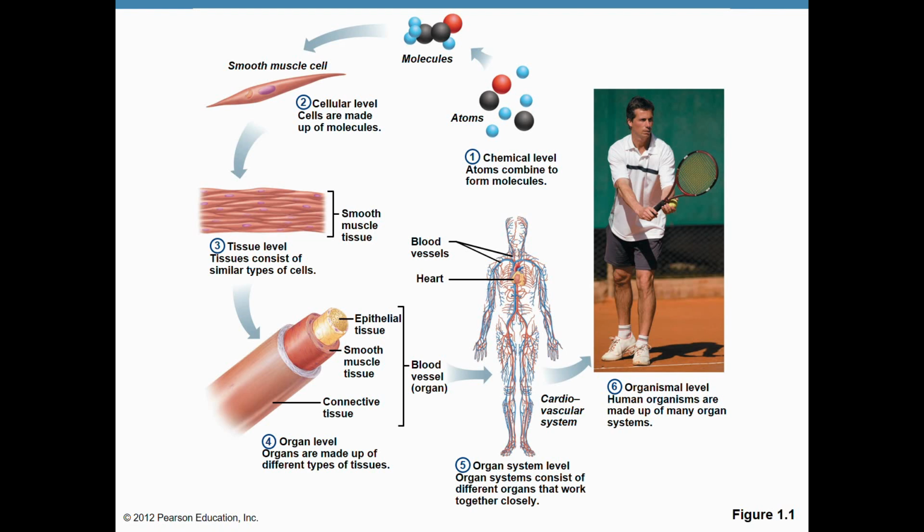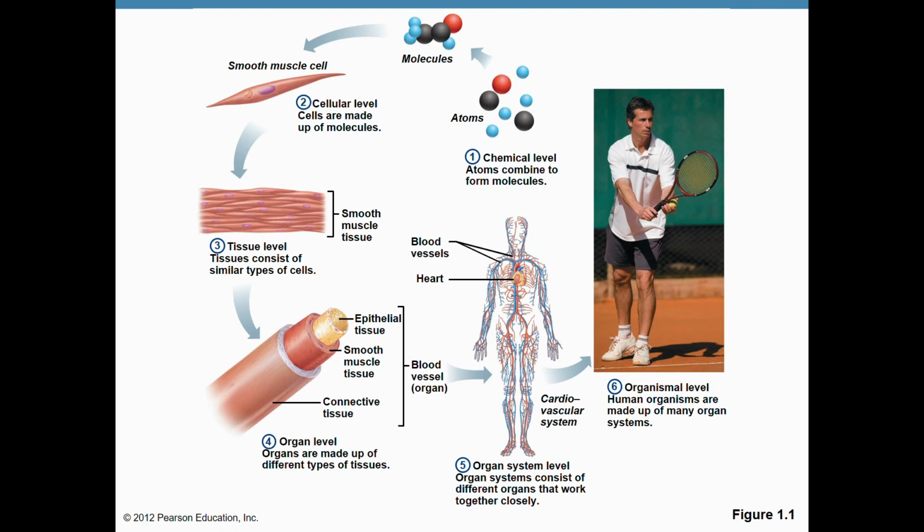These atoms and molecules combine to form the cell. So in the cellular level, cells are made up of molecules. The cells are the basic structural and functional units of every organism that are composed of the chemicals mentioned a while ago. Then the next organization is the tissue level.